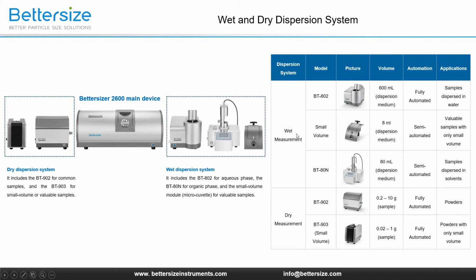For most common wet measurements, there is a standard volume module called BT802, whose dispersion medium is 600 ml, and there is a small volume module as well as an anti-corrosive module BT80N. For dry measurements, a standard volume module BT902 and small volume module BT903 are accessible. Small volume modules are designed for applications where the sample is valuable or produced in small volumes. The modular design of the Bettersizer 2600 guarantees a quick and easy switch between the dispersion modules without inconvenient cleaning or troublesome hardware and software adjustments.